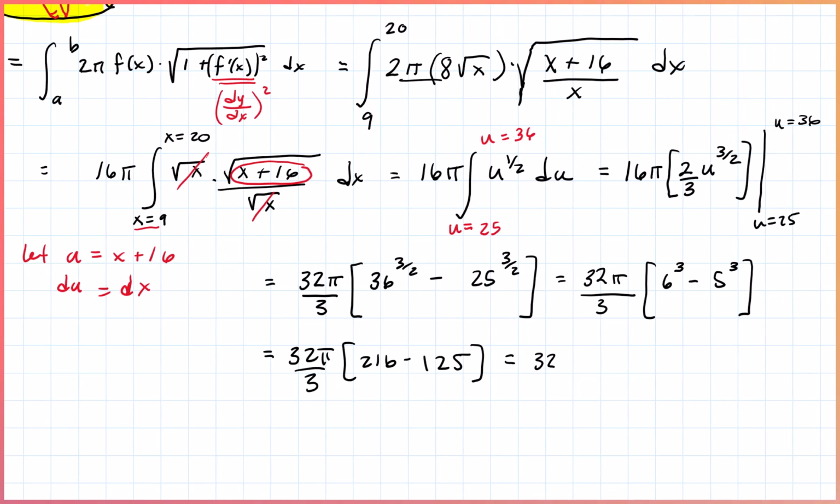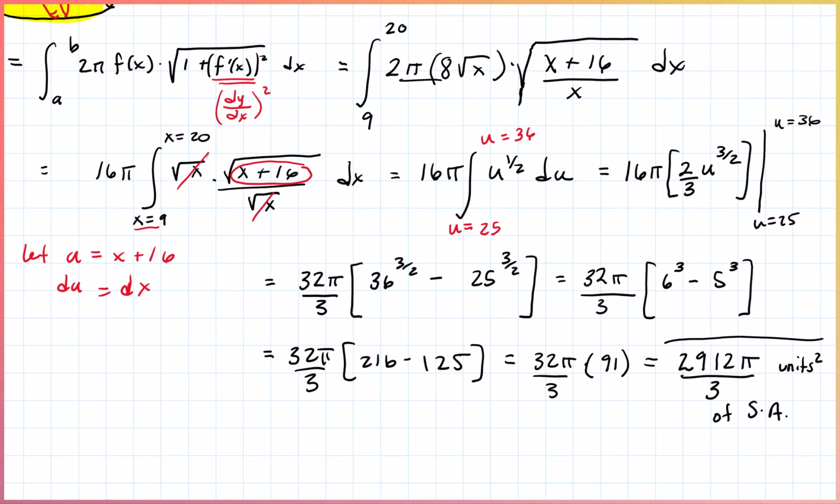So 32 pi over 3 times 91. And that, I'm going to grab my calculator real quick, is 2,912 pi over 3. And that is in units squared of surface area. And there is how we can calculate the surface area for a solid of revolution.